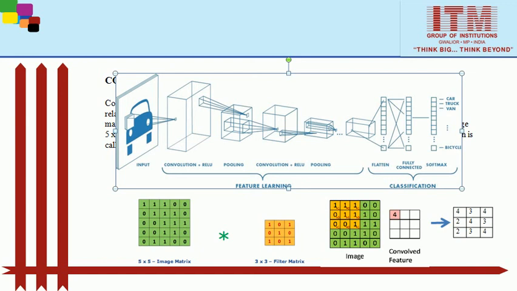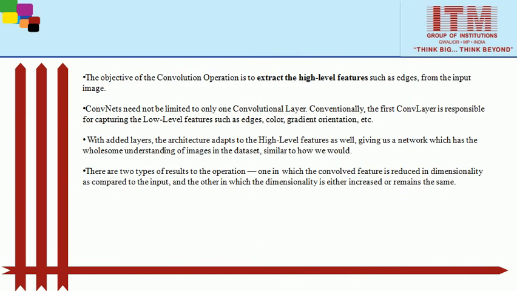The objective of the convolution operation is to extract high level features such as edges from the input image, and it need not be limited to only one convolution layer. Conventionally, the first conv layer is responsible for capturing low level features such as edges, gradient, etc. With added layers, the architecture adapts to the high level features as well, giving us a network which has a wholesome understanding of images in the dataset, similar to how we would.